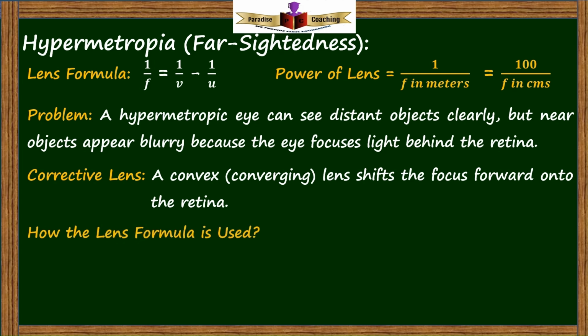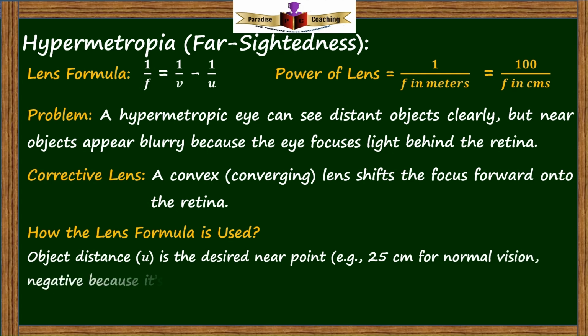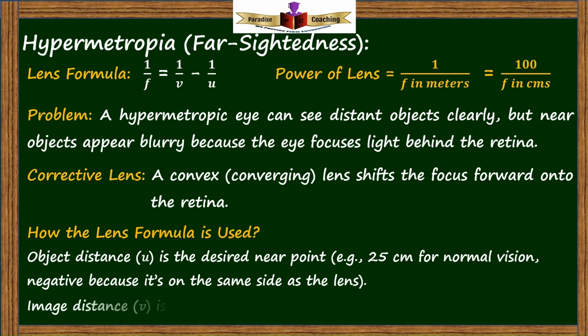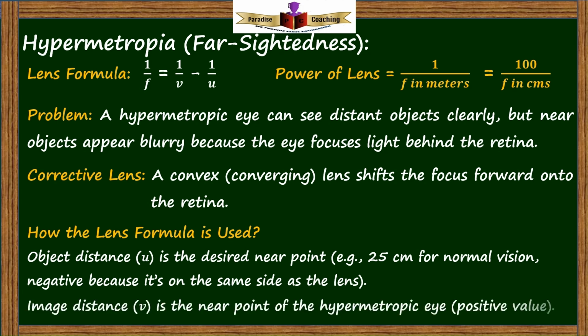How the lens formula is used. Object distance U is the desired near point. Example: 25 centimeters for normal vision, negative because it's on the same side as the lens. Image distance V is the near point of the hypermetropic eye, a positive value. Solve for F to find the focal length of the convex lens.